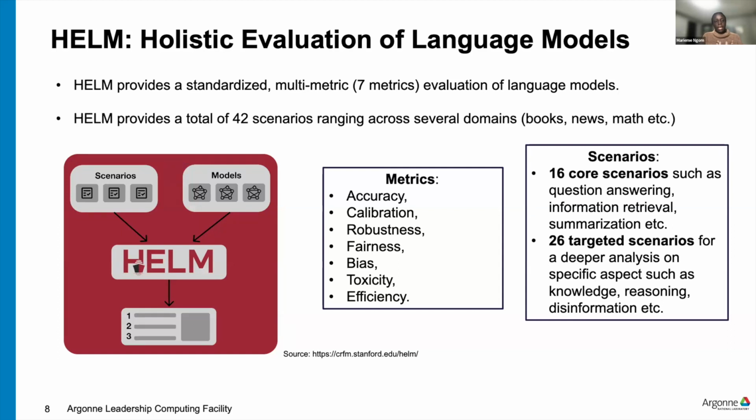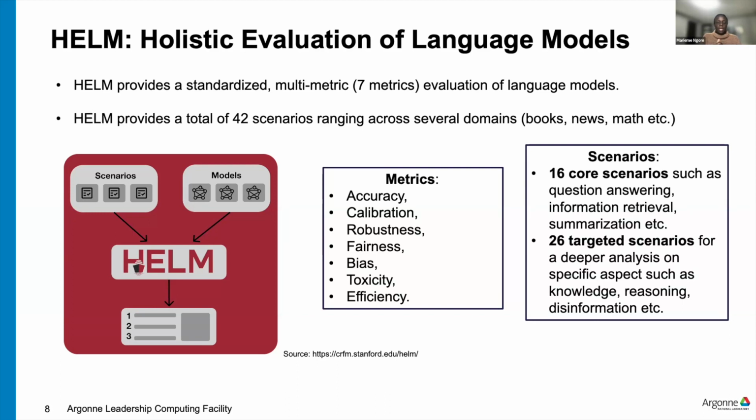So as I said, HELM is a pretty complete framework. It provides a standardized multi-metric approach. They provide 7 metrics like accuracy, robustness, bias, to evaluate language models. And for each metric, you can choose from 42 scenarios ranging across different domains like books, news, math. So you can actually see if maybe your LLM will be good at math and be very biased, very stereotyped. So you want to evaluate all of these things.